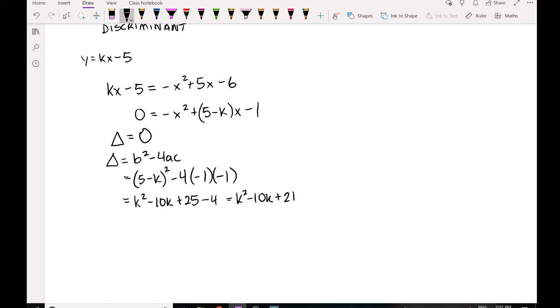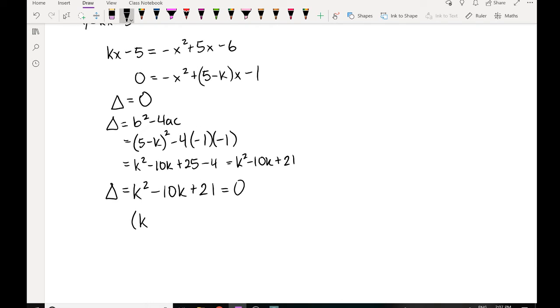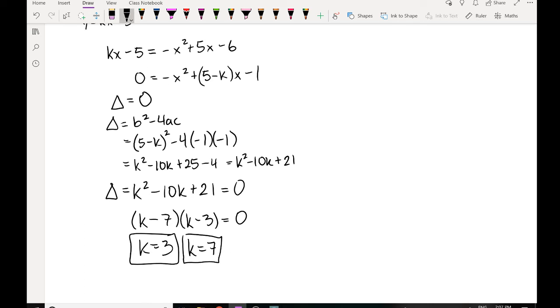So the discriminant, as I have discovered it, is k squared minus 10k plus 21. And I've said that that has to be equal to 0. So I really just need to factor this quadratic. Two numbers that multiply to be 21 and add to be negative 10. Those numbers are minus 7 and minus 3. So that factors easily enough. So if k equals 3, then they only have 1 point of intersection. And if k equals 7, they only have 1 point of intersection.